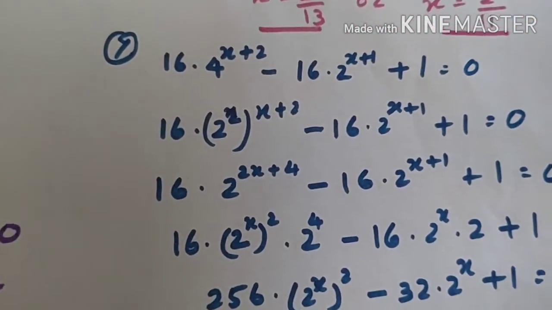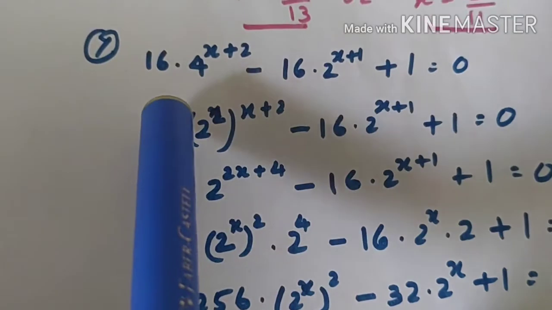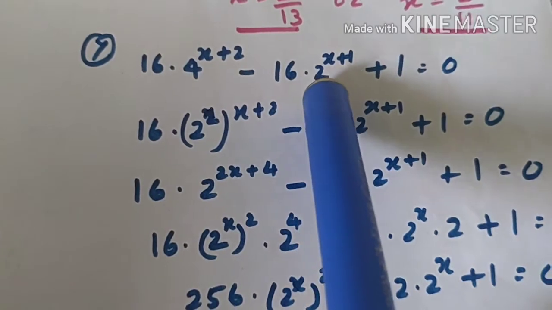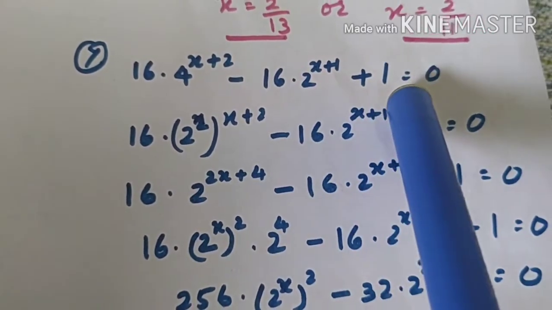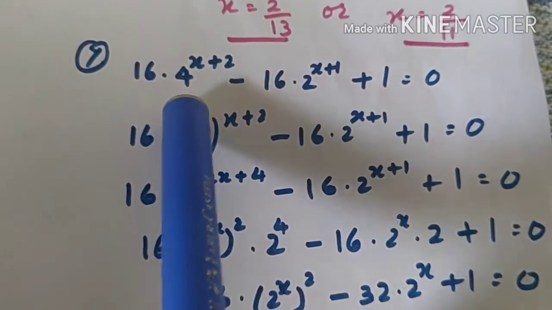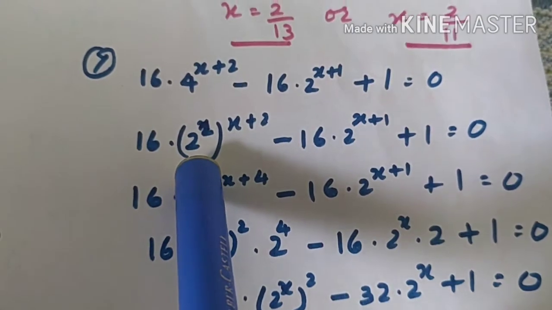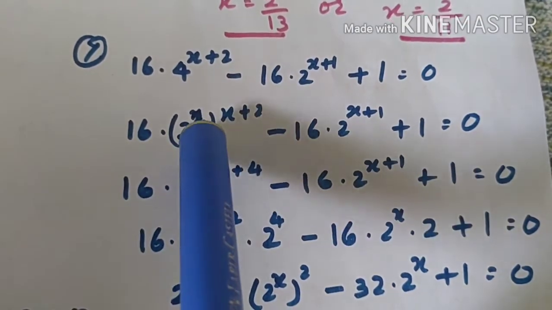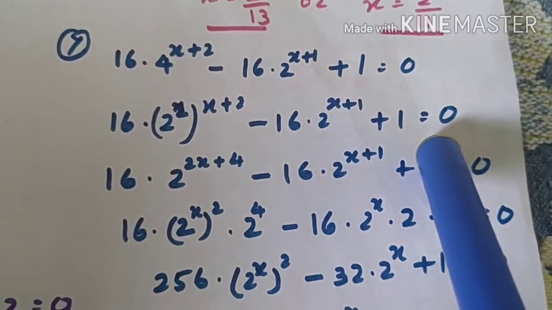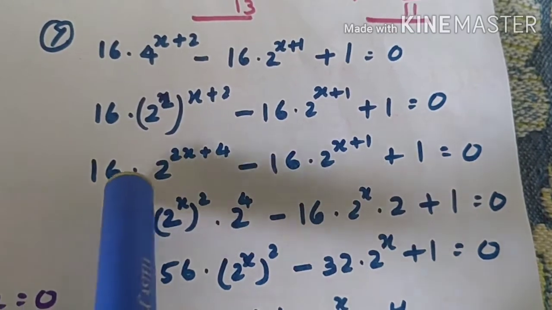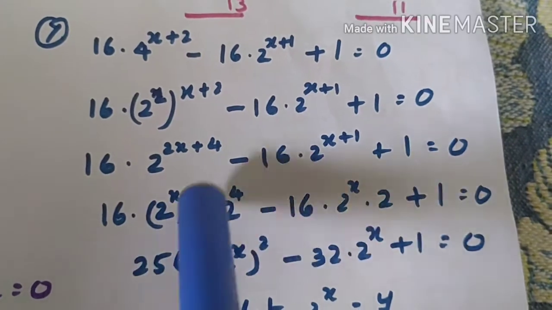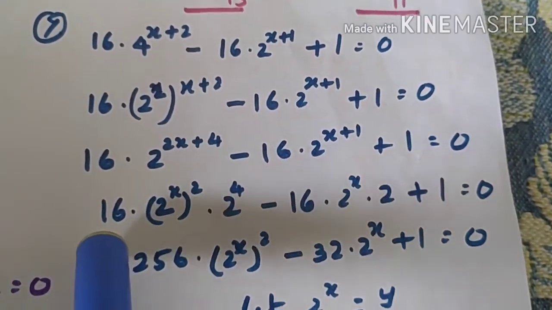Now move on to the next question, 7. Here you see 16 into 4 power x plus 2 minus 16 into 2 power x plus 1 is equal to 0. Now here we have to make some adjustment. Instead of this 4, I place 2 square. 16 into 2 square x plus 2 minus 16 into 2 raised to x plus 1 is equal to 0. So here again, opening the bracket, 2x plus 4, and the other terms are as it is.